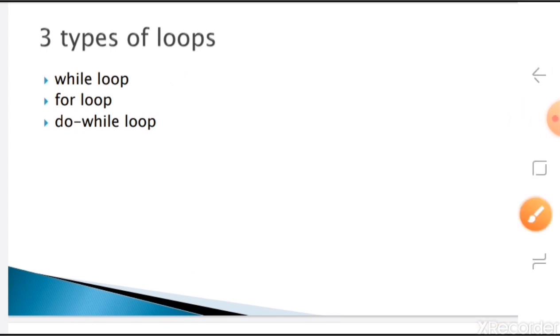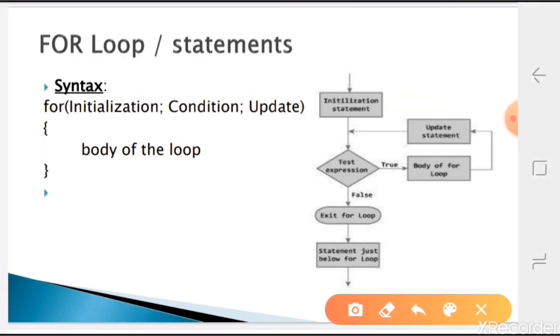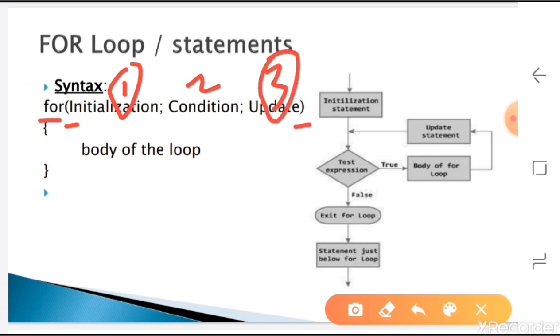First we'll study the for loop. The for loop syntax is: for is the keyword, then open bracket and close bracket. Inside that we write three statements. The first one is initialization, where if you want to initialize some variables, you can. The second one is the condition. The third one is the updation part. Until this condition is true, you keep on executing the body of the loop.